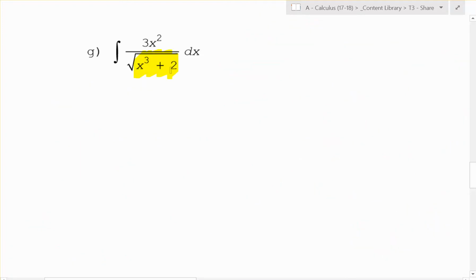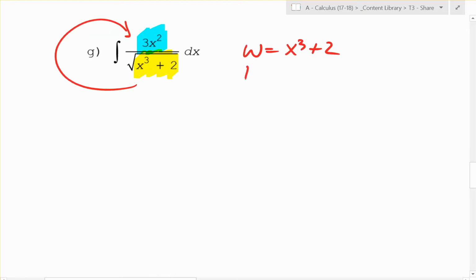Okay, let's practice one more. Well, there's a good sign here. The power there is 3, and the power here is 2. So that's a good sign. We want it to go down by 1 like that. So w is equal to x cubed plus 2. dw is going to be equal to 3x squared dx. So dx is equal to dw over 3x squared.